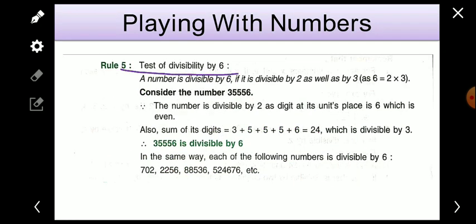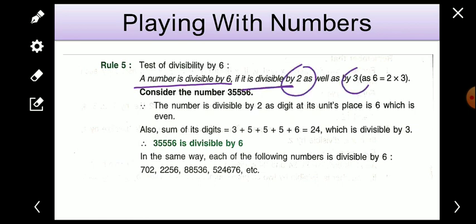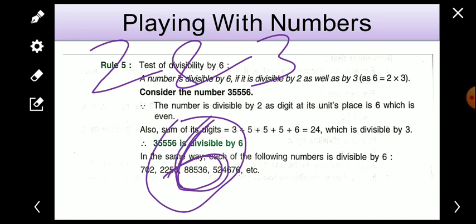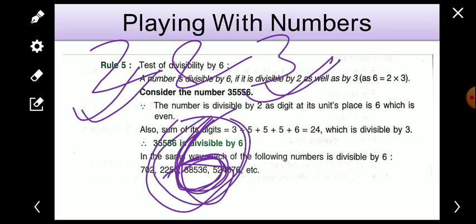Now the test of divisibility by 6. What is the rule for checking whether the given number is divisible by 6 or not? A number is divisible by 6 if it is divisible by 2 as well as by 3. If any number is divisible by both 2 and 3, then that number will be divisible by 6 also. So very simple. If we have to check the divisibility by 6, then we'll check the divisibility by 2 and 3. If in both cases we get yes, then that number will be divisible by 6.